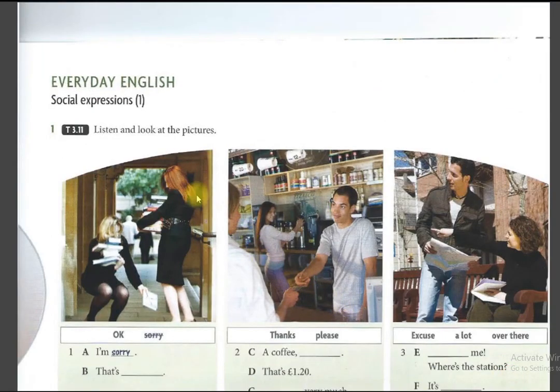Next page. You have this Everyday English. If you feel tired, you can pause the video, take a rest, and continue the video.